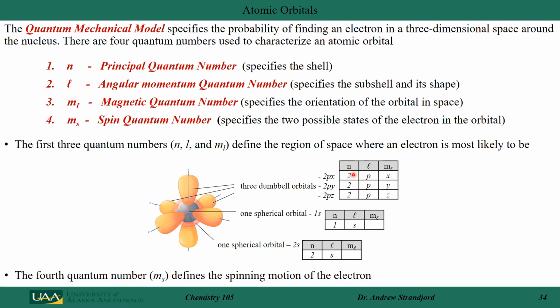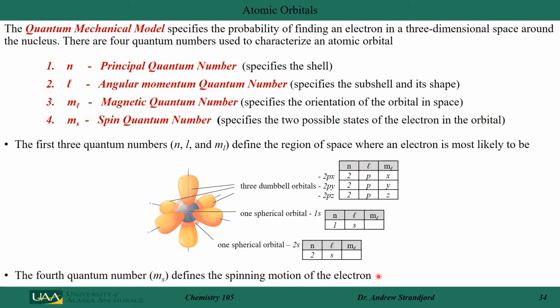So in this case, all 3 of these, the 2px, the 2py, and the 2pz, are part of the principal quantum number 2 shell. But in this case, they have a different angular momentum, and these are going to be dumbbell shaped. They're my p orbitals. And they're going to have a different magnetic quantum number. One's going to be oriented in the x direction, one in the y direction, and one in the z direction.